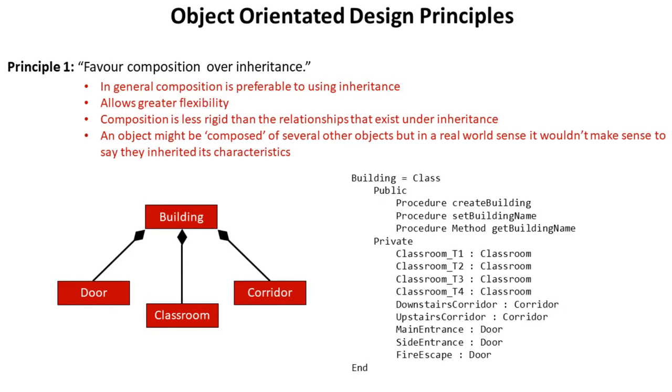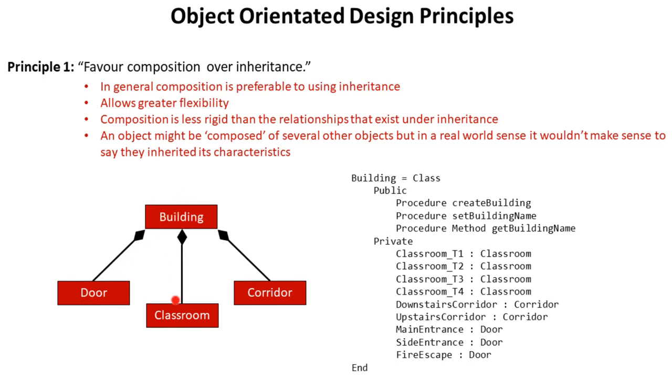So Principle 1, favour composition over inheritance. In general, composition, which we've just looked at, is preferable in object-oriented design to using inheritance. The reason for this is it allows much greater flexibility. Composition is much less rigid than the relationships that exist under inheritance. An object might be composed of several other objects, but in a real-world sense, it wouldn't make sense to say they inherited all their characteristics. So here, for example, we have a strong association using composition, and we have a building.